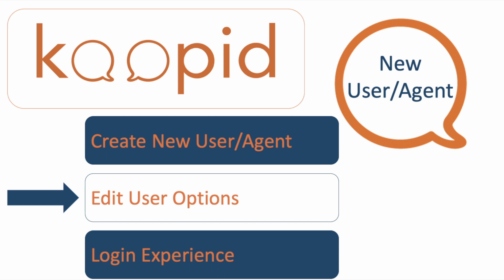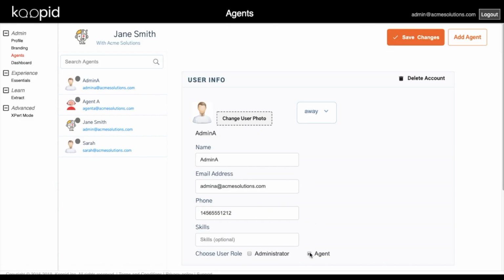You can then edit the options. In this case, we want to make this an administrator, and we will give them some skills. And then save these changes. From this screen, you can also reduce the list and search for a specific agent or a group of agents. There is also an indicator on the status of the agent.